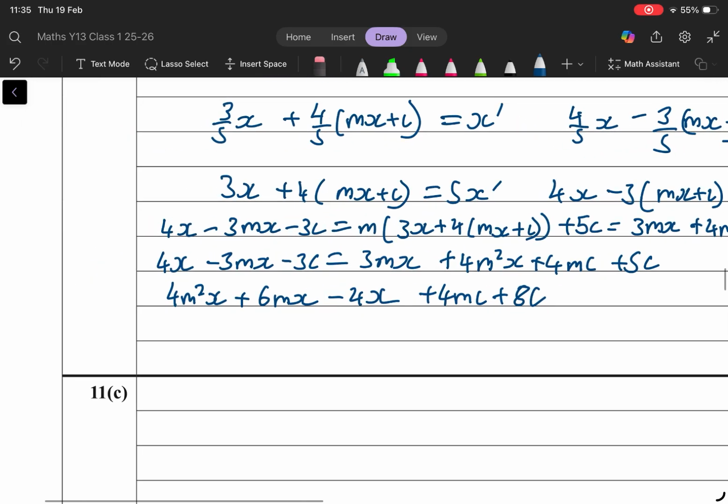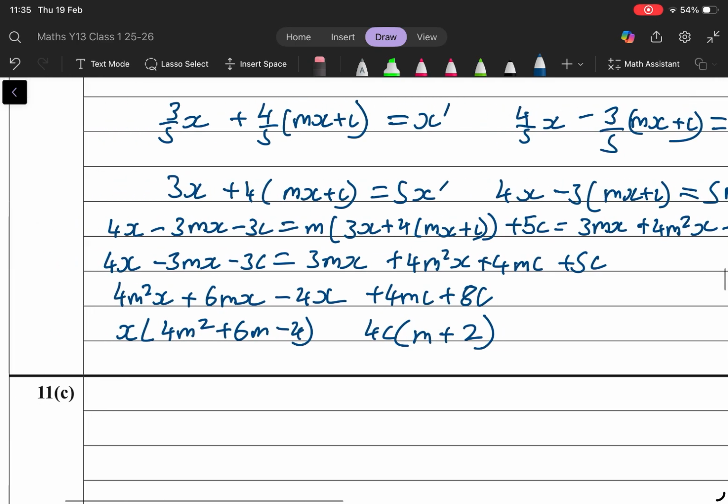And now we want to factorize our x. 4m squared plus 6m minus 4, and then we want to factorize out the c here, so let's do 4c (m plus 2), and that will equal 0. That equals 0.